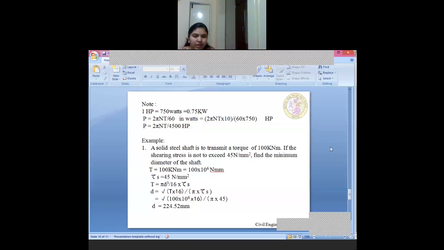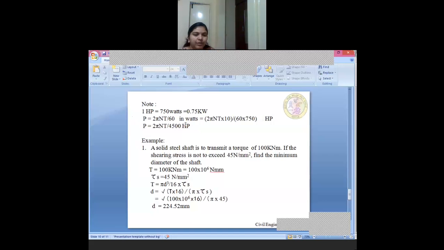Now let us see what is 1 horsepower. 1 horsepower is basically 750 watts, that is 0.75 kilowatts. So that P is equal to 2 pi N T by 60 into 750. This will give the power in terms of horsepower. So P is equal to 2 pi N T by 4500 horsepower.